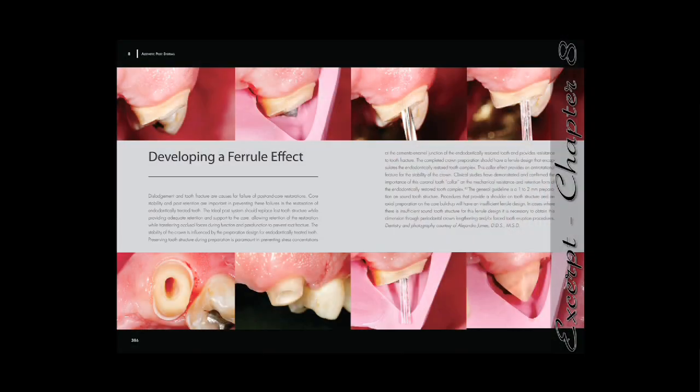The clinical techniques section begins with the photographic illustrations and written description of the significance of the ferrule effect. This development of a coronal tooth collar of 1 to 2 millimeters on sound tooth structure provides mechanical resistance and retention form for the endodontically restored tooth complex.